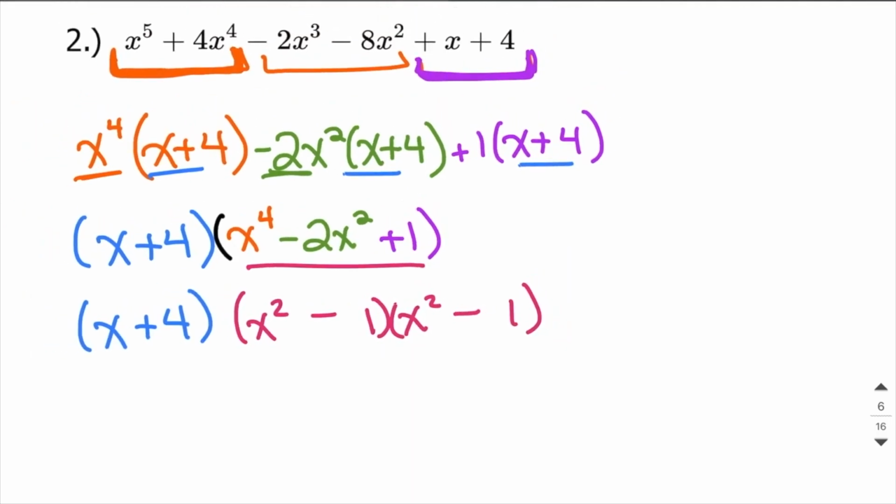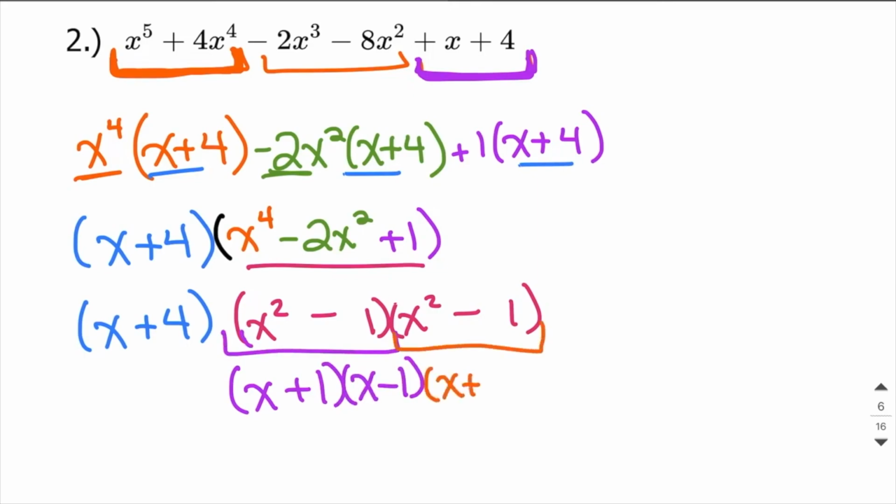Then I start all over again, but I don't have to worry about the x plus 4 here because we've already figured out I can't factor that further. However, I do have this x squared minus 1, and I can recognize that this is a difference of perfect squares. Why? We've got subtraction, we have two terms, and we have perfect squares. So when I factor this, I would get x plus 1, x minus 1 right here. When I factor this, I would also get x plus 1, x minus 1. And then I copy down this x plus 4.